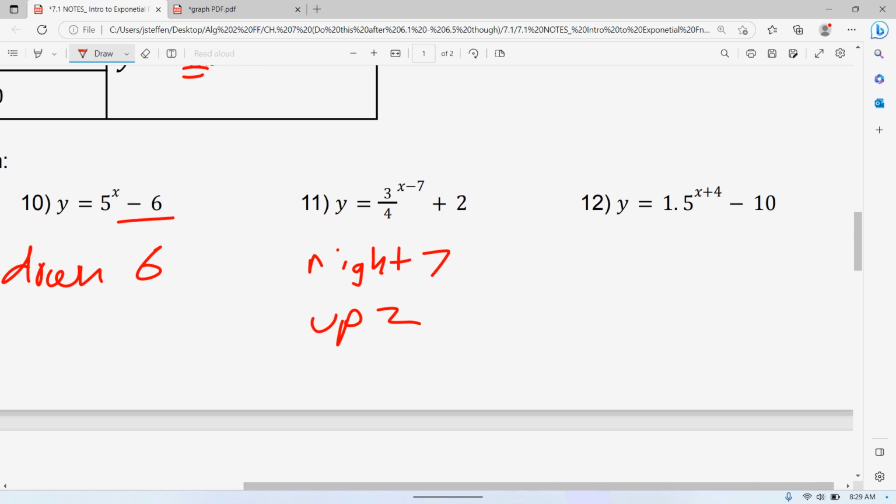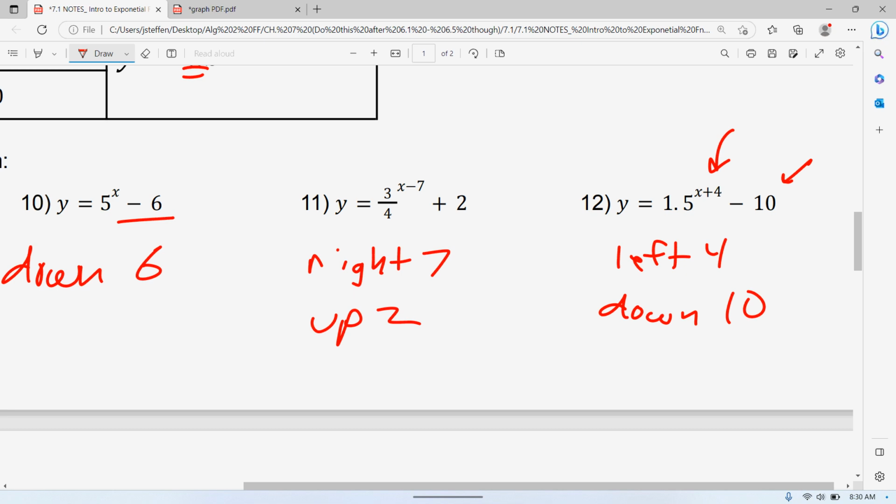And the last one, we have a plus 4 and a minus 10. So the plus 4 is to the left 4, and minus 10 is down 10. Not too bad, but I've had people that mix this up, and they get half credit on every single one of them because they mix up up and down and left and right. So just make sure you're careful with those.